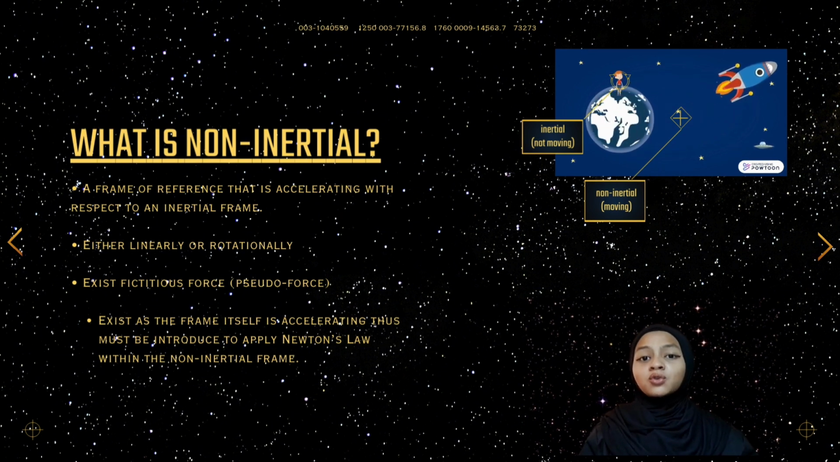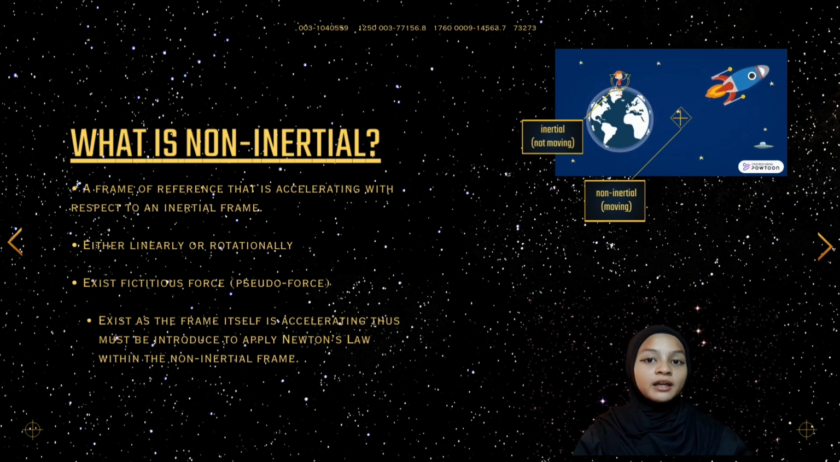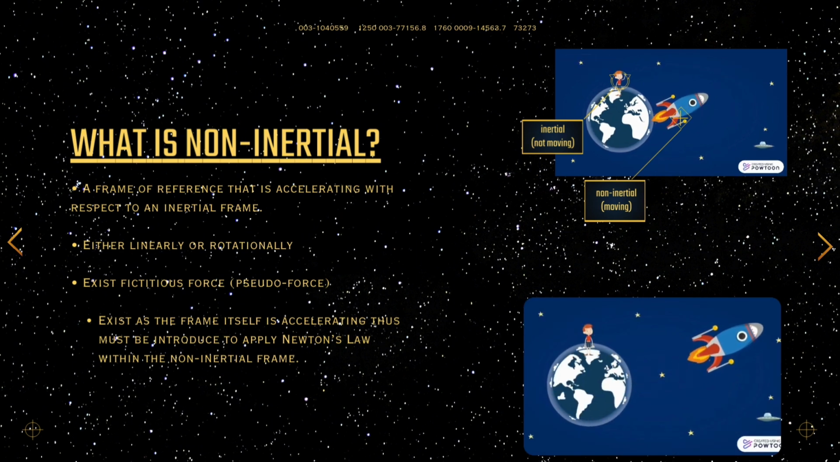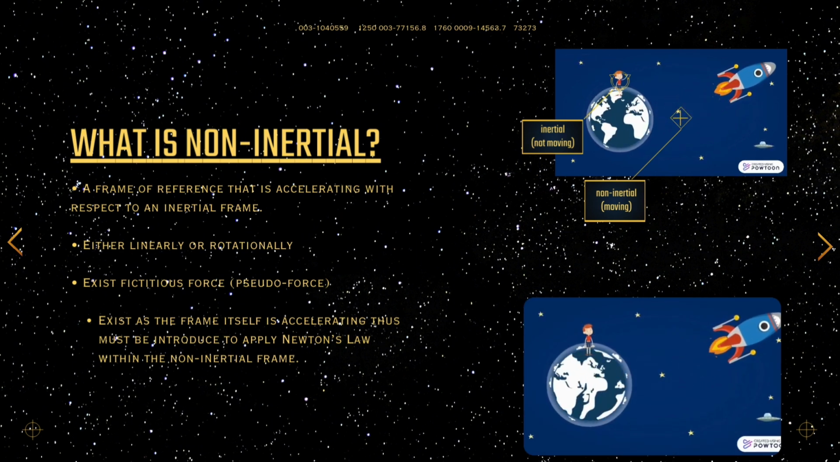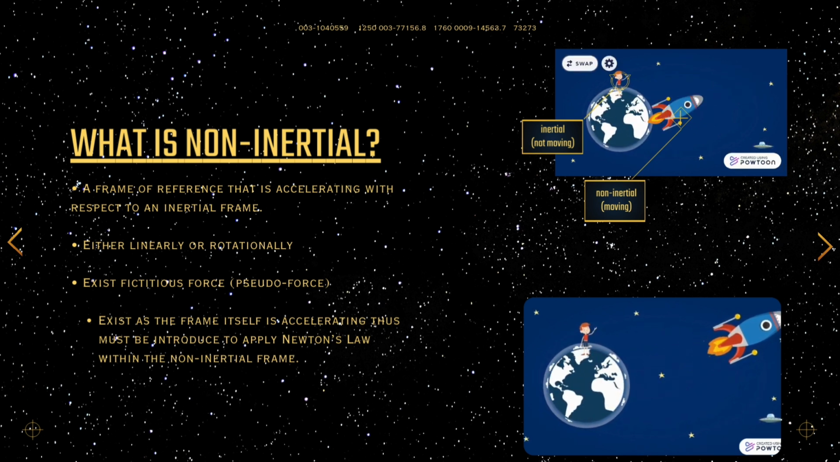But first, we must know what a non-inertial reference frame is. A non-inertial frame is a frame that is accelerating with respect to an inertial frame. For example, say you have a rocket in space and a person on Earth is watching the said rocket. The rocket is the non-inertial frame and the person on Earth is the inertial frame.